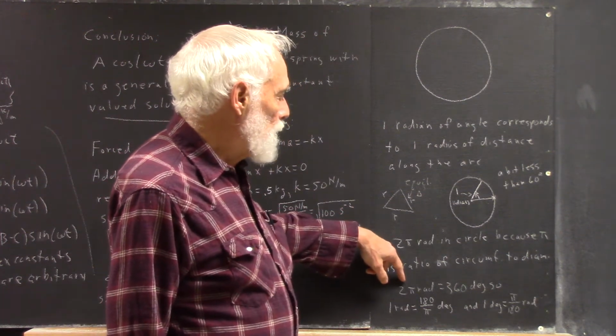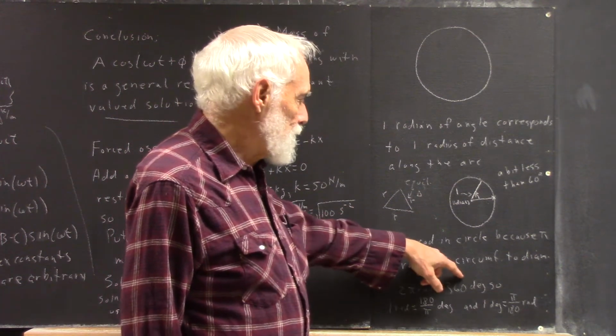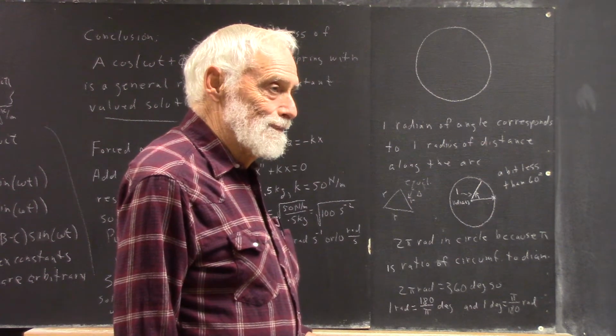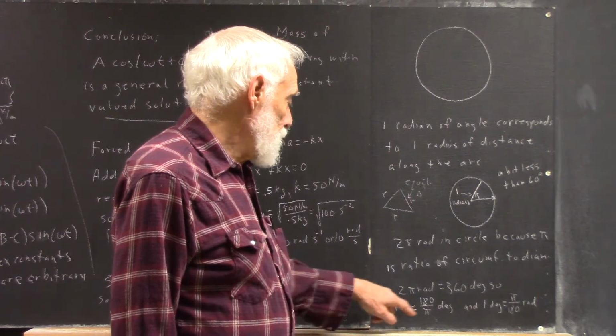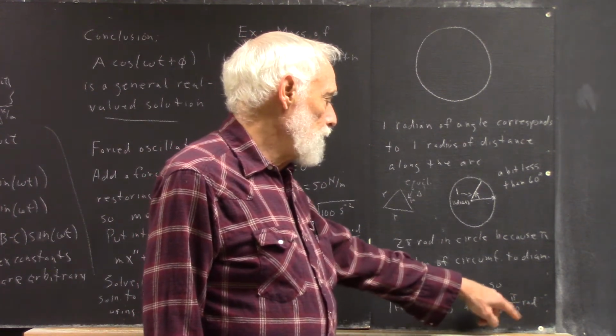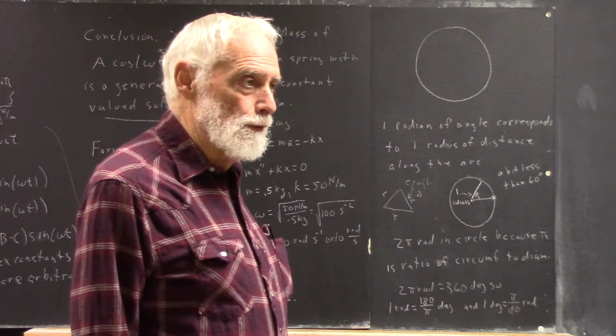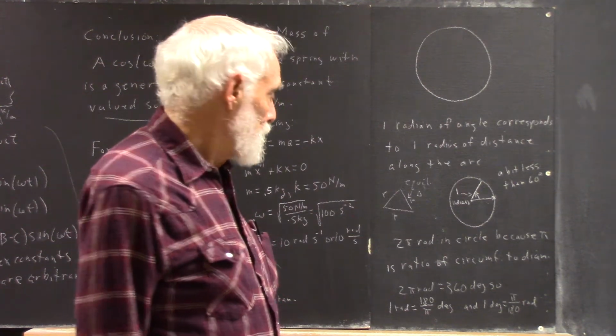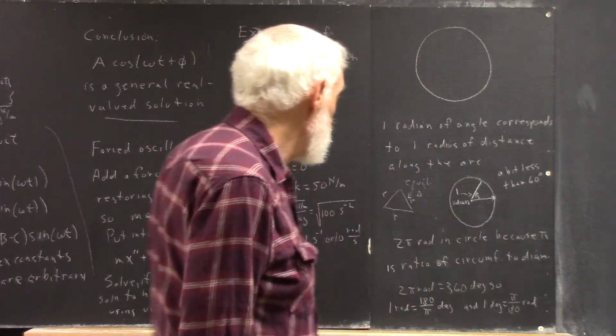Okay, 2 pi radians then is the same as 360 degrees. So a radian is 180 over pi degrees, and a degree is pi over 180 radians, so there you have a conversion factor between degrees and radians. All you gotta know is this and how to use a conversion factor.